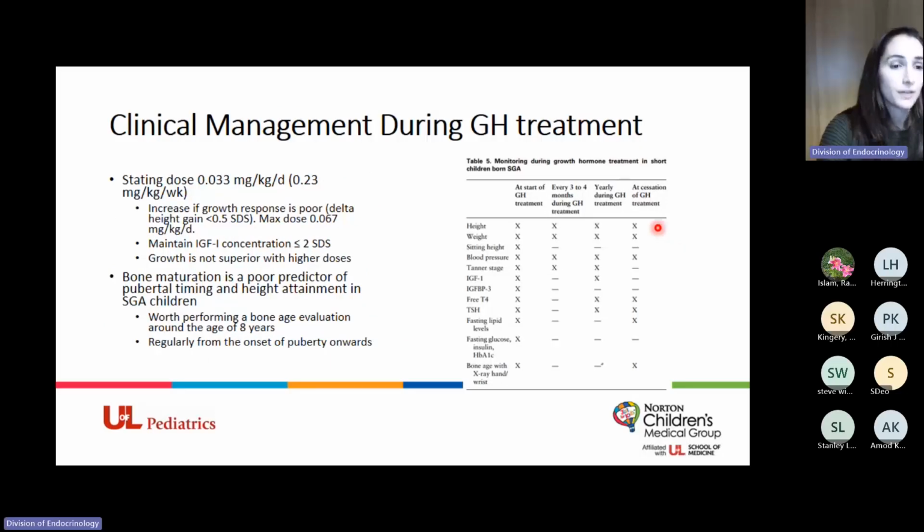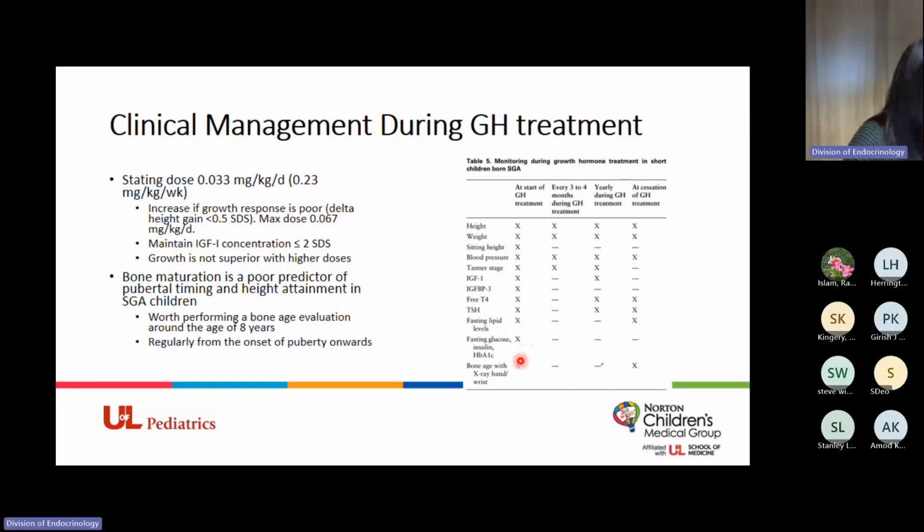All right, so as far as recommendations for growth hormone treatment, it is recommended that we start at 0.033 milligrams per kilo per day. For those of us that are used to milligrams per kilo per week, that is actually a low dose of like 0.23 milligrams per kilo per week. So we start there and then we see how they respond.